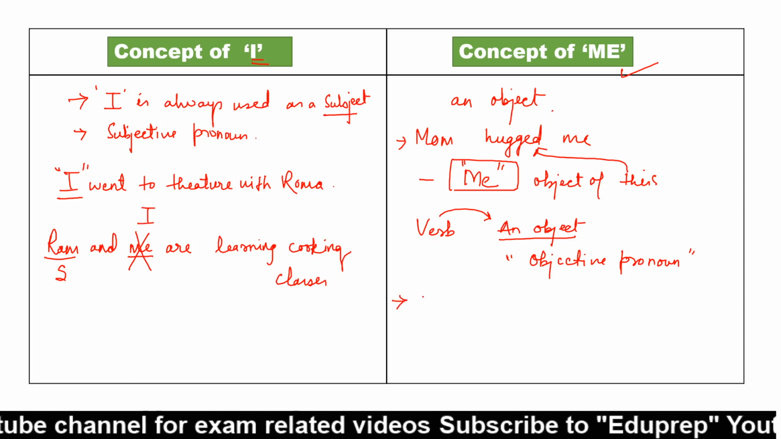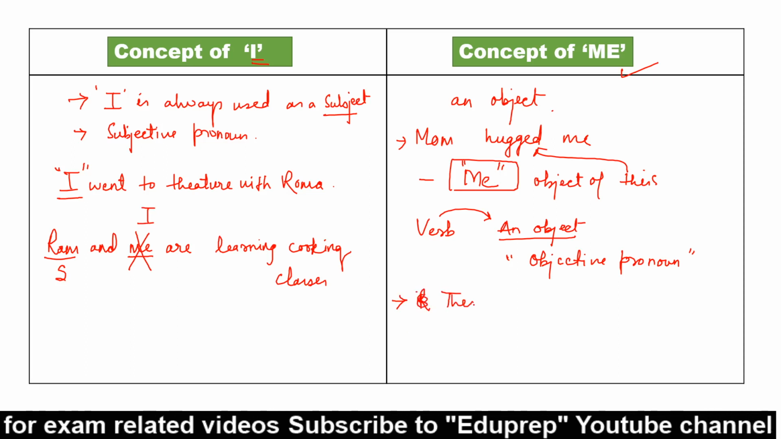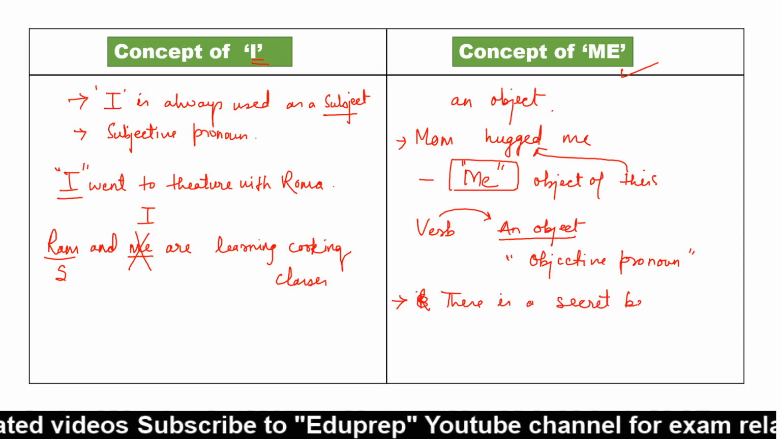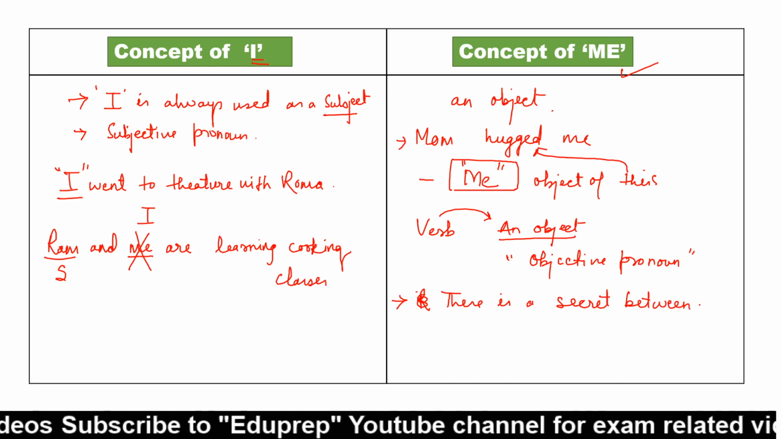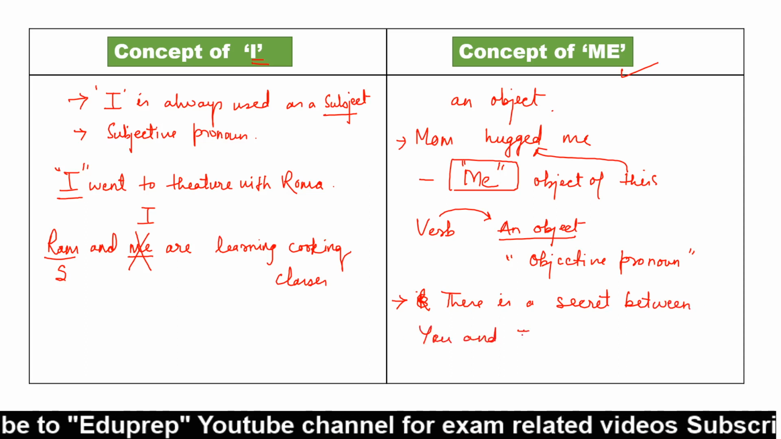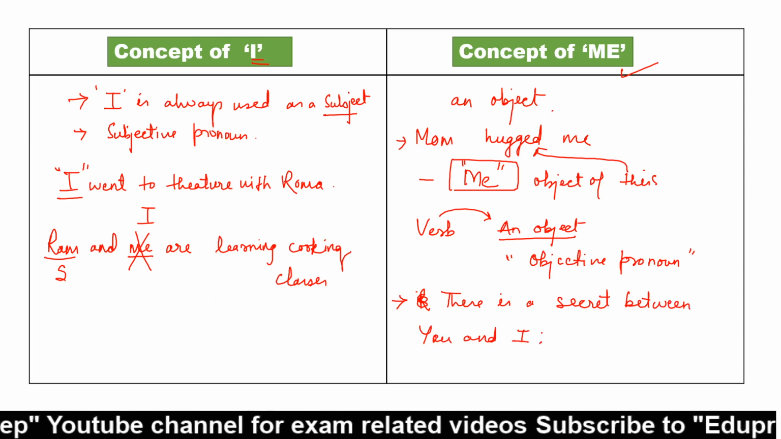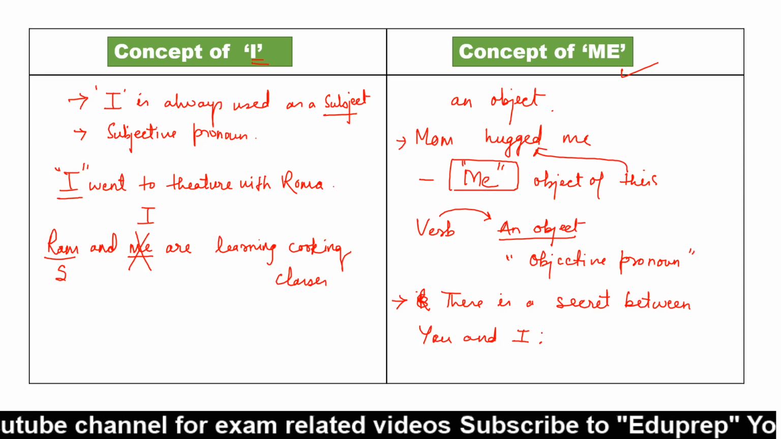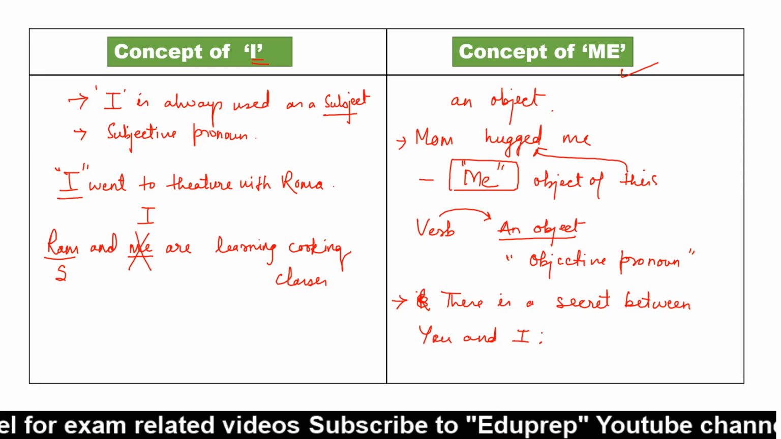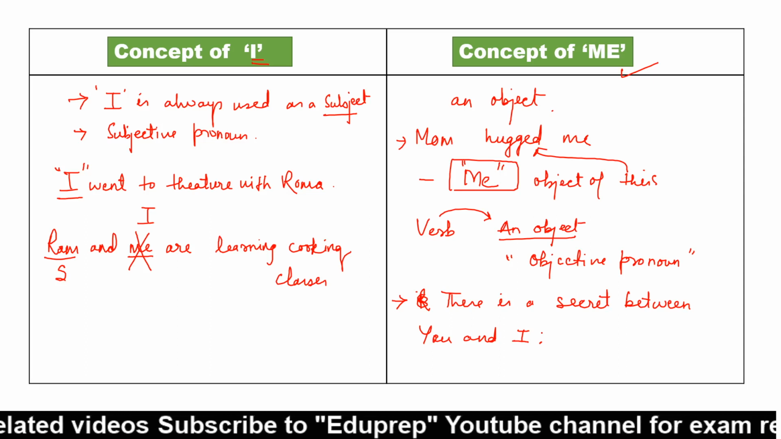Okay. But look at the second case. If I write, let's say, there is a secret between you and I. So student, here another important point that you need to know about me, I mean the objective pronoun, is that whenever you have a verb, we always use an objective pronoun. Likewise, whenever we have a preposition, we also use an objective pronoun after them.